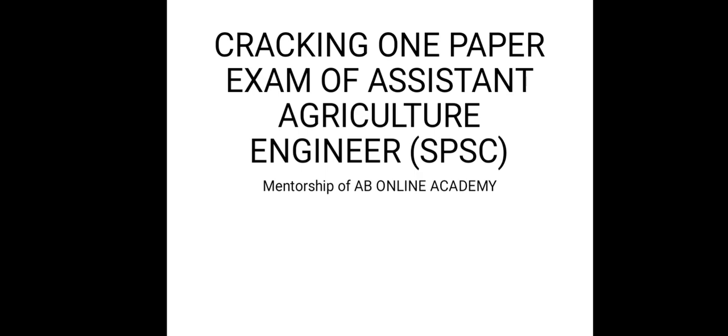Therefore, most of the students have an ambiguity about which portion we must prepare for the post of Assistant Agriculture Engineer. Whether we must cover the hydrology and water storage structure subject, or irrigation and drainage, or design of hydraulic structures, or agriculture engineering aspects. Actually, this is a 50-50 situation, where three questions will be from civil engineering and four questions from agriculture engineering, or four questions from civil engineering and three questions from agriculture engineering.